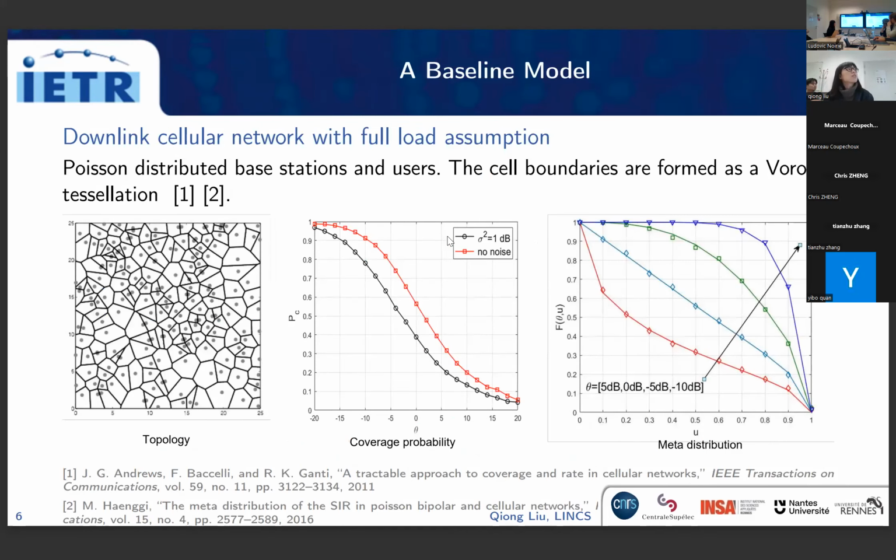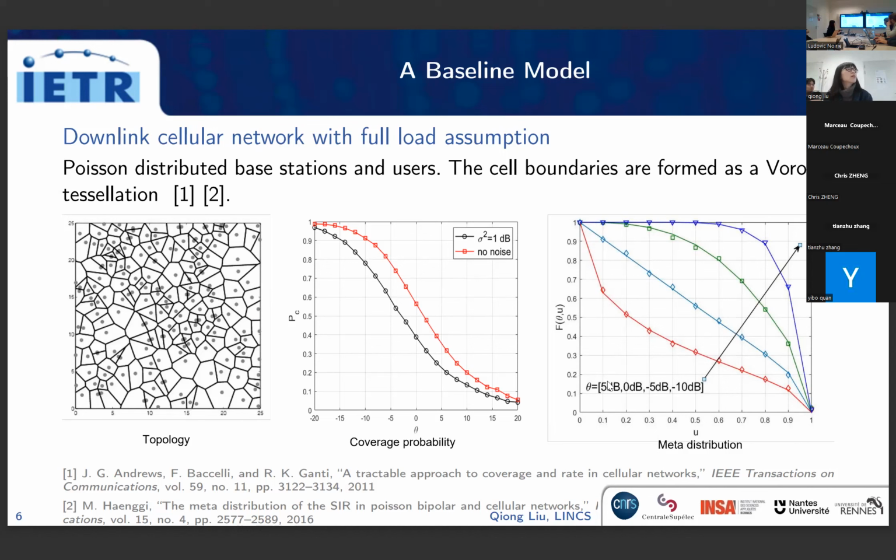So recall the downlink cellular network with nearest base station association. With point-process distributed base stations and users, the cell boundaries here are formed as a Voronoi tessellation. I plot the coverage probability depending on the SINR threshold and the noise. You can see that the coverage probability decreases when theta increases and when the noise increases. In the third figure, I plot the meta distribution depending on different theta and the threshold for the conditional coverage probability here.